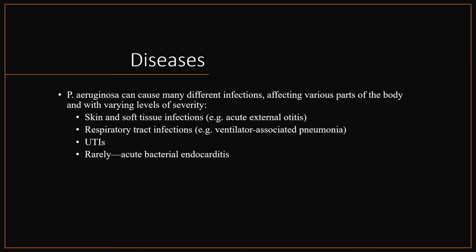So Pseudomonas aeruginosa can cause many different types of infections. Here are some of the common classifications of infections that it might cause. Skin and soft tissue infections, respiratory tract infections, urinary tract infections, and then very rarely acute bacterial endocarditis, which is inflammation of the endocardium of the heart.